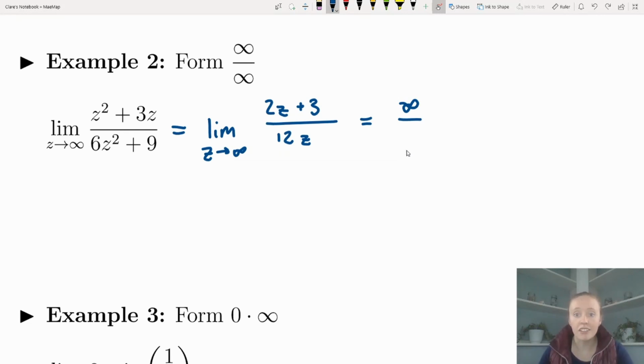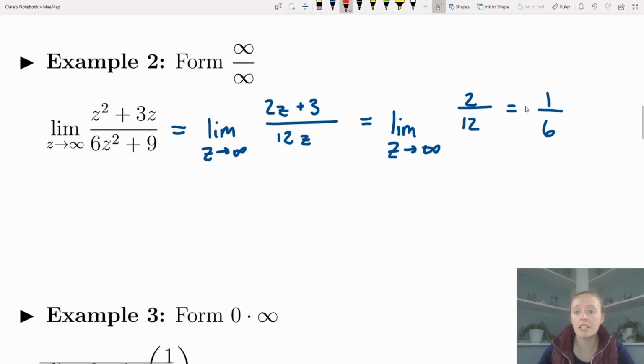So again, let's do L'Hopital's. The derivative of our numerator is going to be 2, and the derivative of our denominator is going to be 12. Now I no longer have z to plug in for, so 2 over 12 is the same as 1/6. So 1/6 is this limit in example 2.